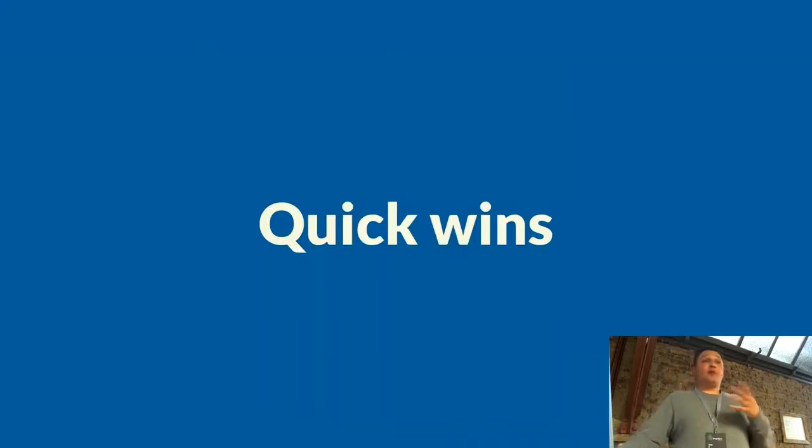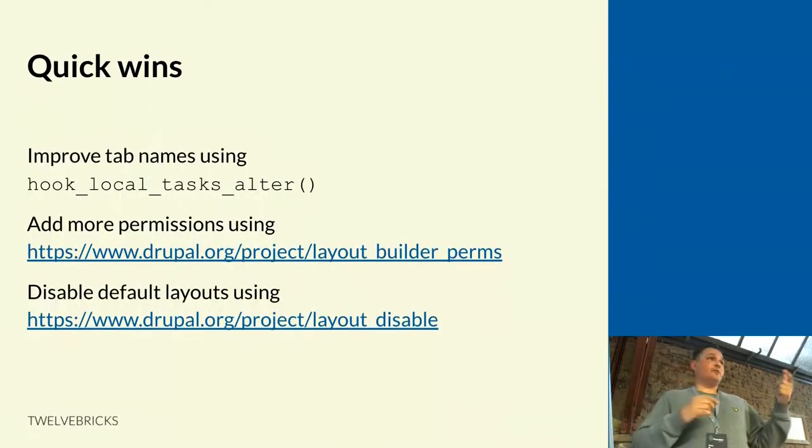Some other quick wins you can apply to Layout Builder to improve the usability of it is just simply changing the names of your tabs using a hook_local_tasks_alter. So we chose to name the edit tab metadata. And on this tab, you only provide a meta description and the page title and the URL alias. And all the other content editing happens within Layout Builder. So we chose to rename edit to metadata, and we renamed the layout tab to edit, which made it a little bit more clear for editors what they are doing. Since most of the time they want to edit something, it's on the edit tab now instead of the layout tab.